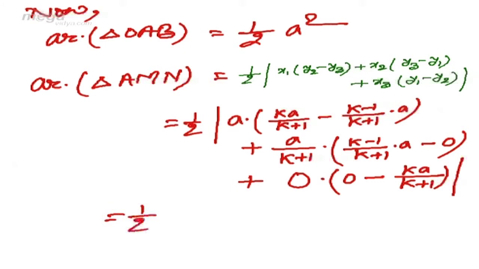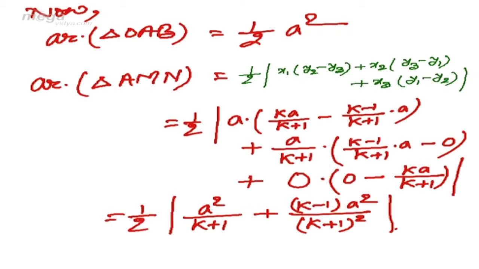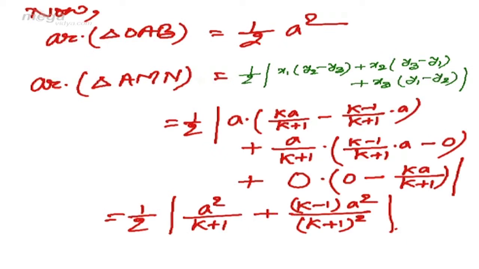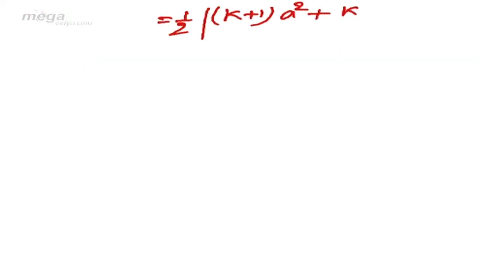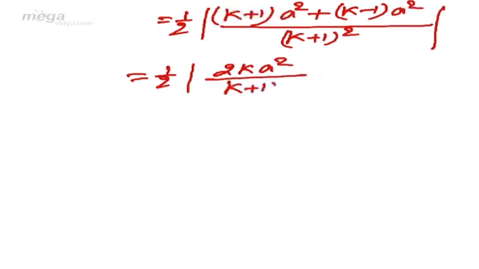So it becomes finally half into mod of a square upon k plus 1 plus (k minus 1) a square upon (k plus 1) whole square. Now we will simplify by taking the LCM. So it becomes half (k plus 1) into a square plus (k minus 1) into a square divided by (k plus 1) whole square. So it becomes half mod 2k a square divided by (k plus 1) whole square.